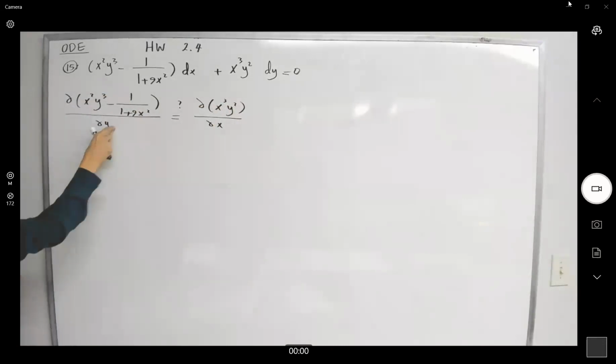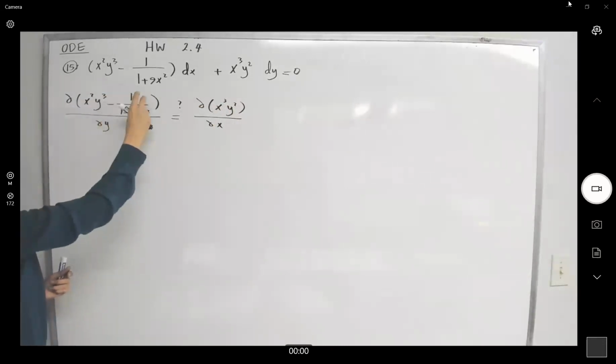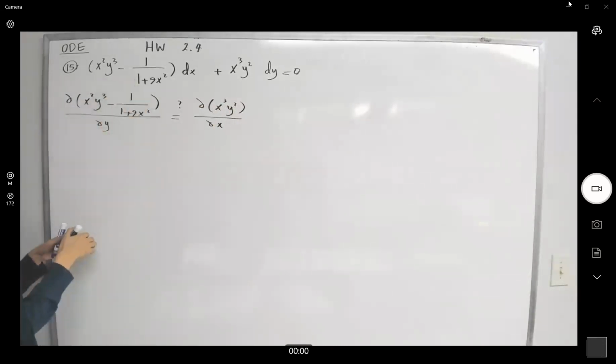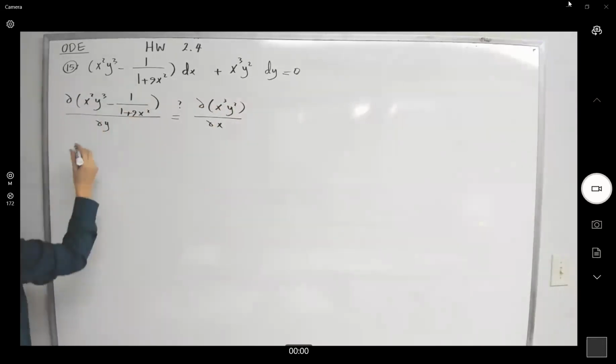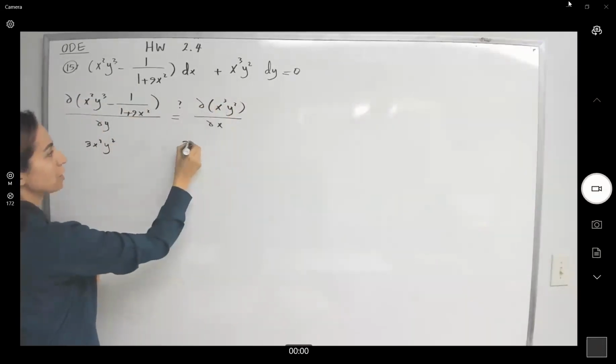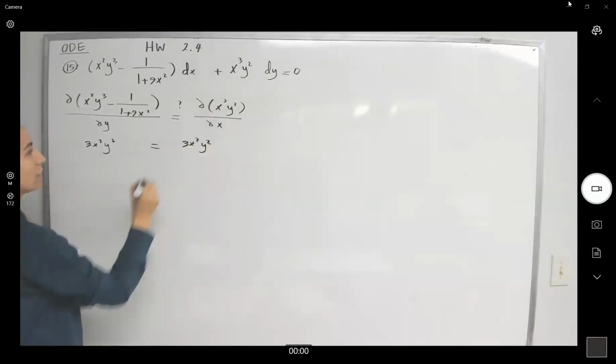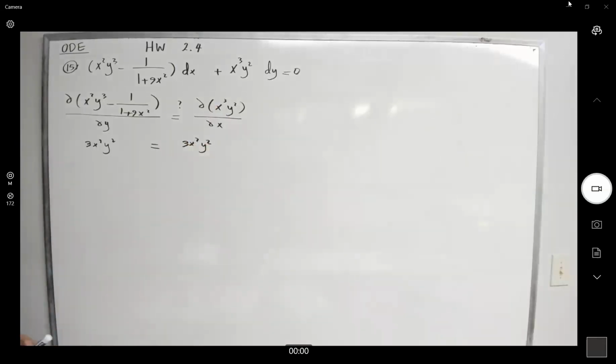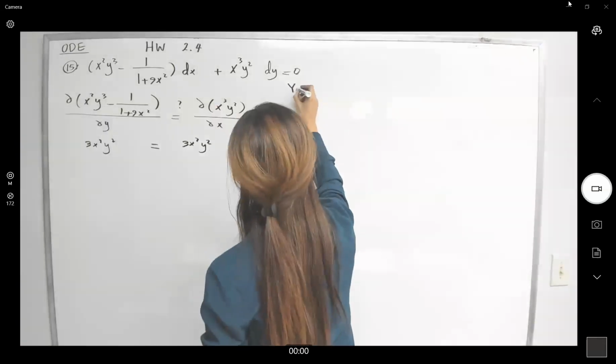So with respect to y, we can just completely ignore this term because it only has x in it. So on the left-hand side, it becomes 3x squared y squared. On the right-hand side, with respect to x, it becomes 3x squared y squared. They are equal to each other. So we have an exact differential equation.